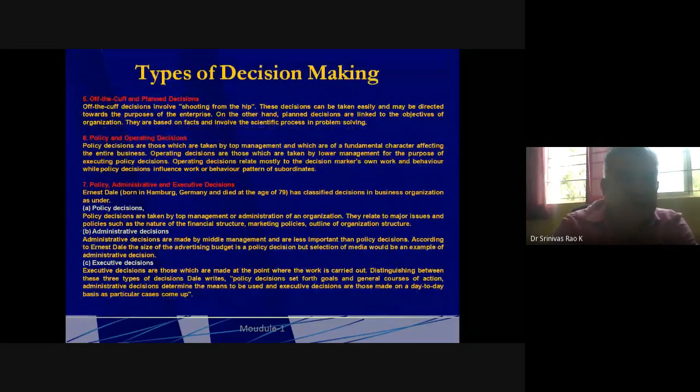I'll just cover this slide. Off-the-cut decisions are shooting from the hip. These decisions can be taken easily and may be directed towards the purpose of our enterprise. On the other hand, planned decisions are linked to the objectives of the organization. They are based on facts and involve the scientific process in problem solving. Then we have policy and operating decisions. Policy decisions are those which are taken by top management and which are of a fundamental character affecting the entire business.